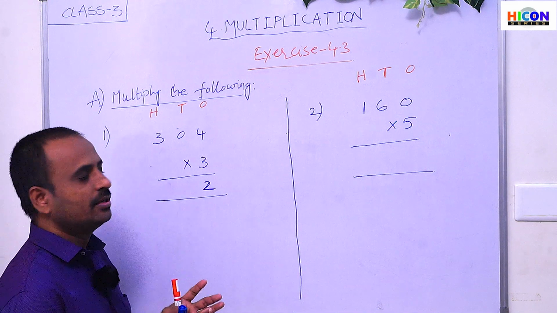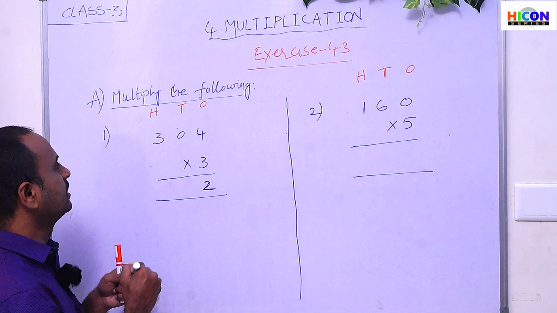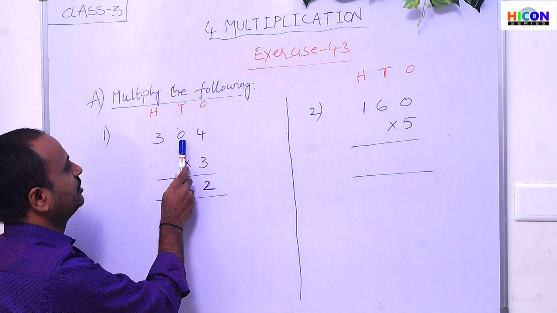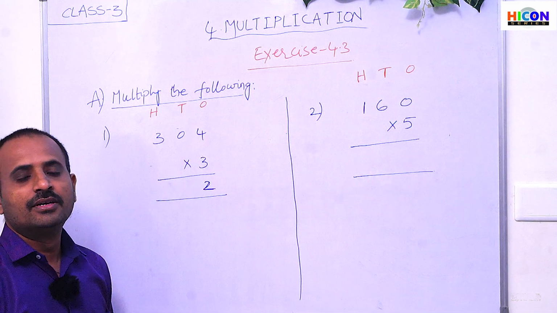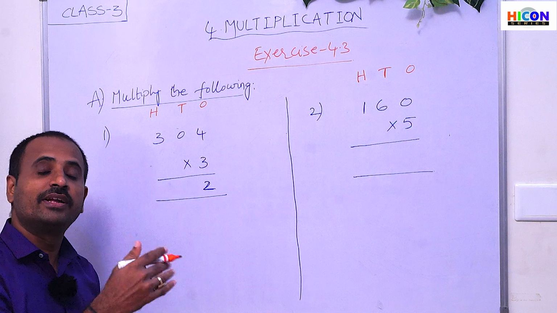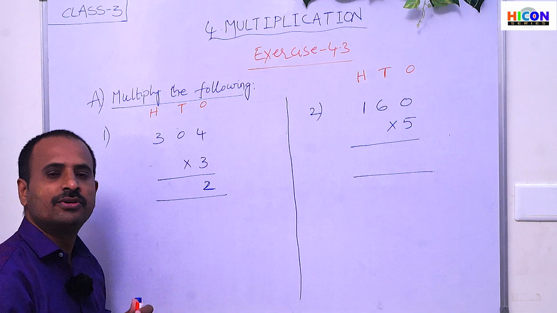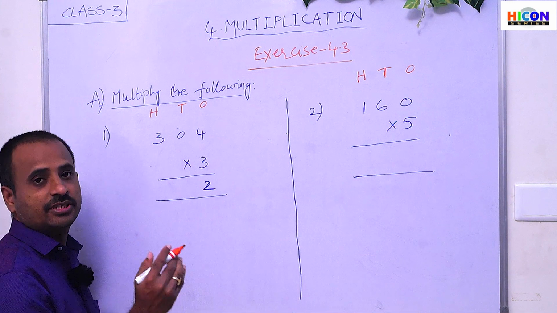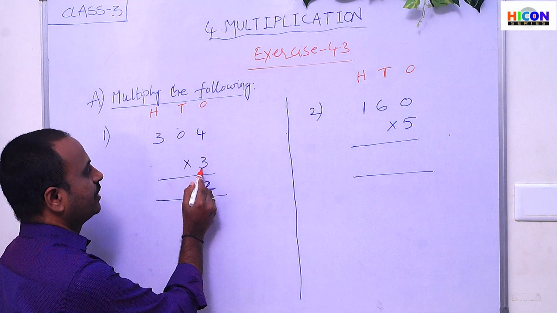Let us start our multiplication from the ones place. This is the ones place. This 4 is in the ones place, 0 is in the tens place, and 3 is in the hundreds place. Let us start multiplication from the ones place as we have done in addition and subtraction. In multiplication also we should start from the ones place. First we have to multiply the digit in the ones place with 3.